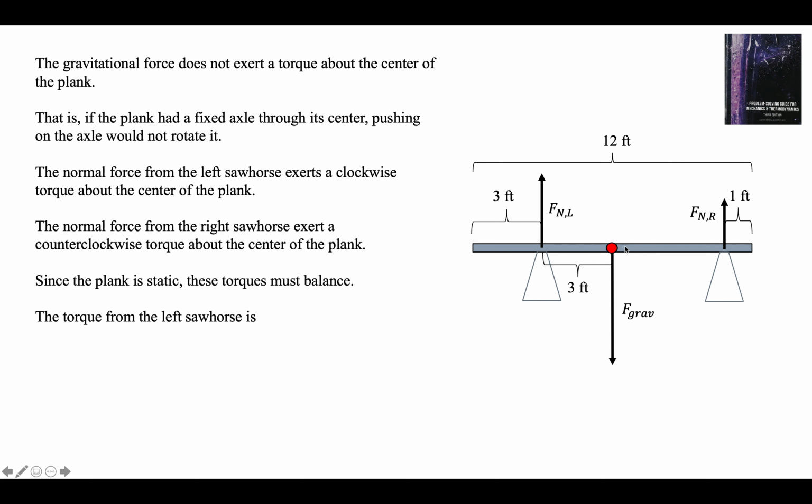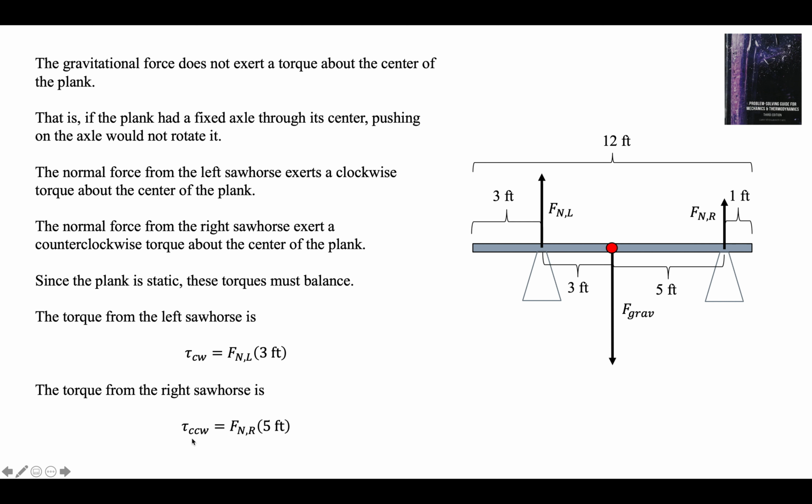3 feet. Total plank is 6 feet. The center of mass is at half the length of the plank, which is 12 feet. That's 6 feet. That's 3 feet. So the torque counterclockwise is the normal force from the left sawhorse times 3 feet. Right sawhorse, half of it is 6 feet. That's 1 foot. That's 5 feet. So the normal force from the right sawhorse times 5 feet is the counterclockwise torque.